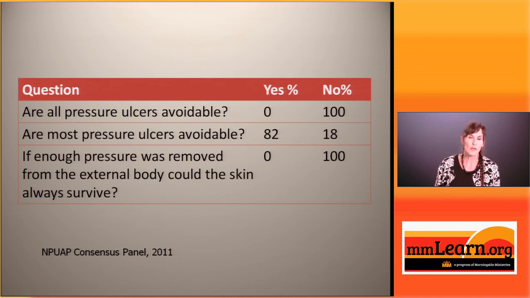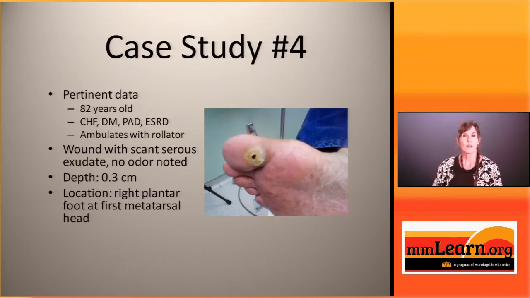But an unavoidable ulcer or pressure injury is one in which you have all of the appropriate care in place and you still have the development of a wound. Okay, case study number 4.